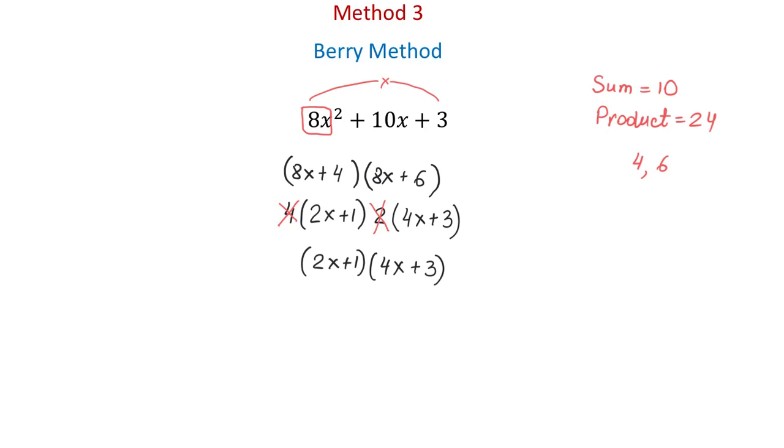So we factored the trinomial 8x squared plus 10x plus 3 using 3 different methods. That was grouping, then trial and error, then the Berry method, and each time we got the answer 2x plus 1 times 4x plus 3.